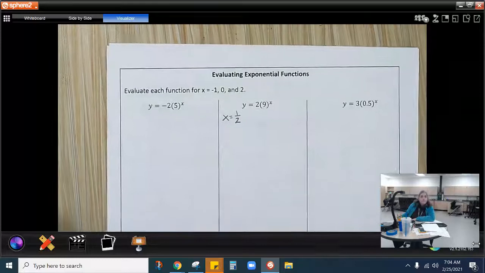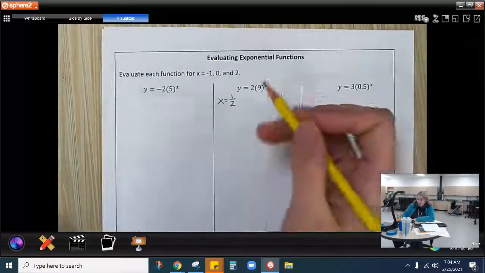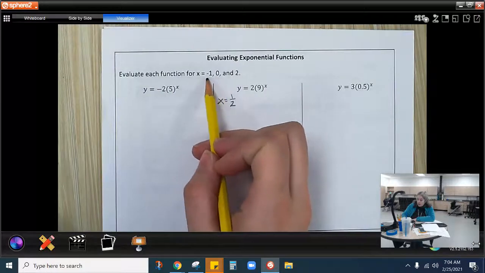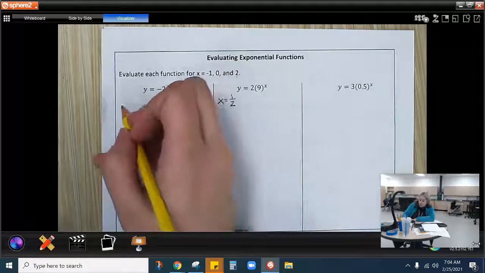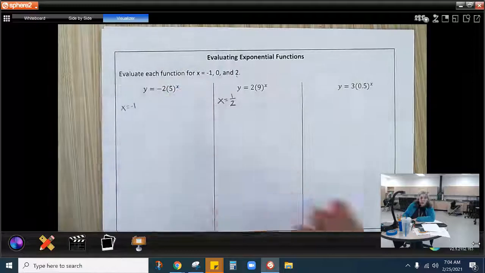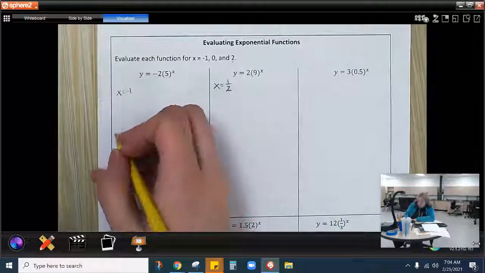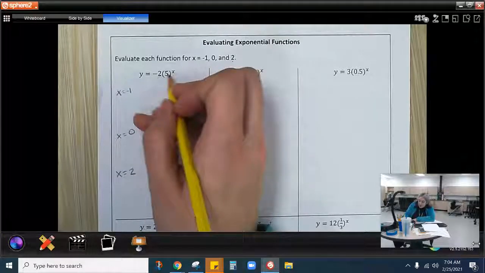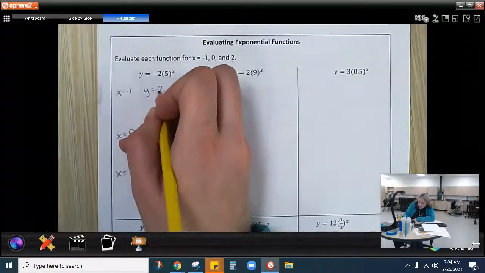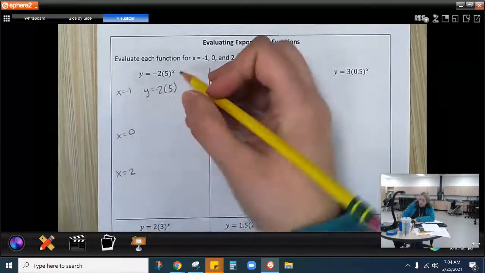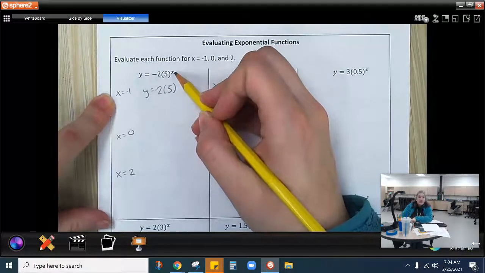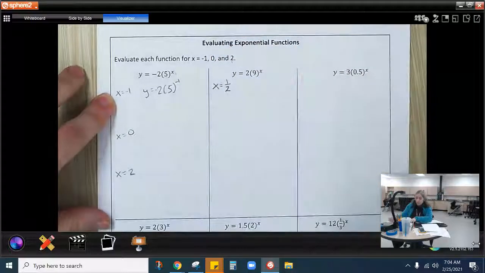So for our first one here, we want to evaluate the exponential function at x equals 0, x equals -1, and x equals 2. I'm going to start with -1. All right. So I'm going to do all 3 of these. So I'm going to write down my equation. Y equals -2, 5 to the x. And then in this case, x is -1. So I am switching out this x, and I'm plugging in -1.